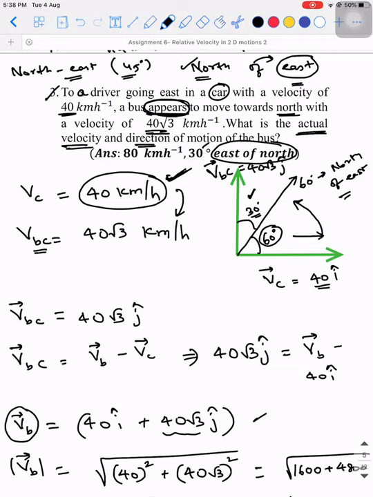Similarly, if it is 30 degrees, what should I say? This 30 degrees is the angle made by the vector with the north. So for 30 degrees, I will say east of north, which means you are going in the direction of north, and from north you have turned 30 degrees towards east. That is the meaning of east of north. Are you able to understand? Yes, sir. Right? So have this point clear in your mind.